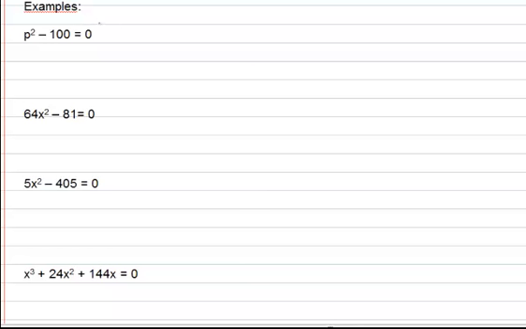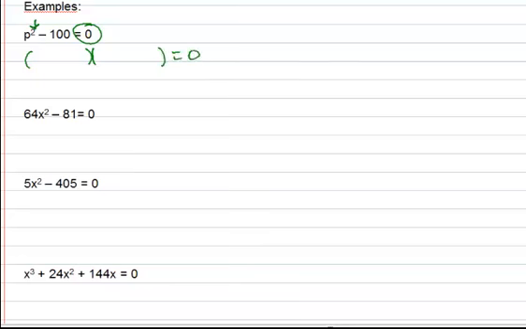and one of the biggest things that's important, of course, is that it's equal to 0. So we see that we've got a binomial. The exponent is bigger than 1, and it's set equal to 0. So that's how we know we've got a quadratic in form equation. So we look at p squared minus 100. We see it's a binomial. We know that that is a binomial square.